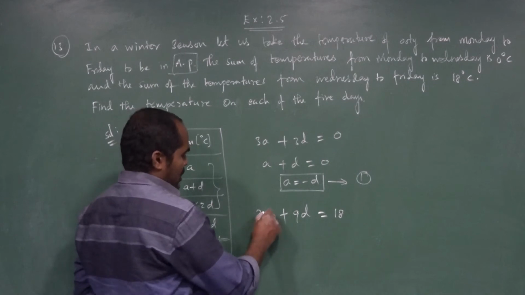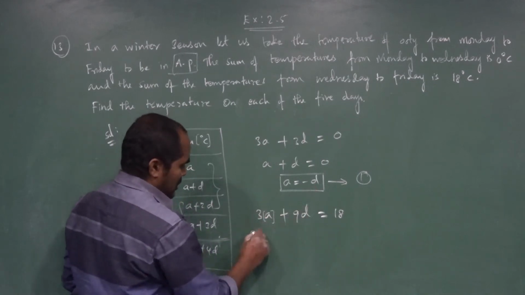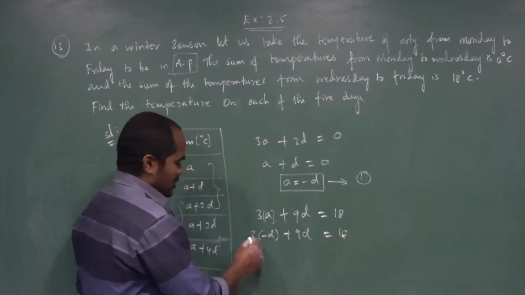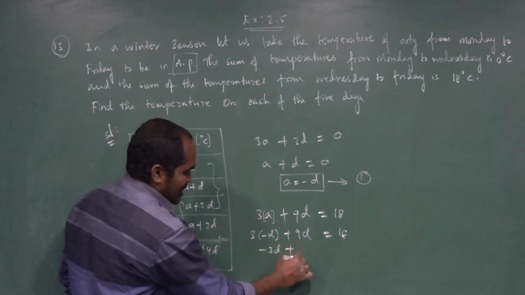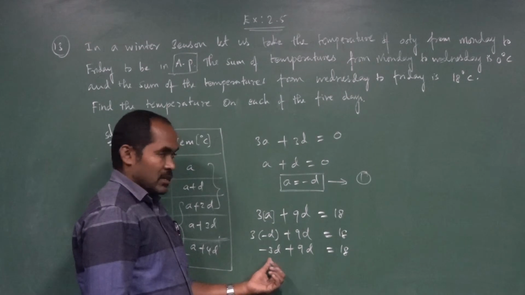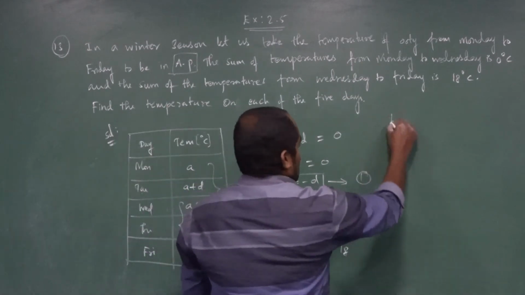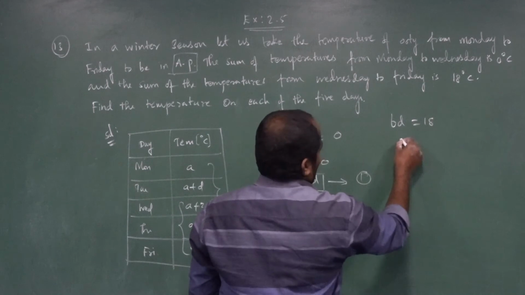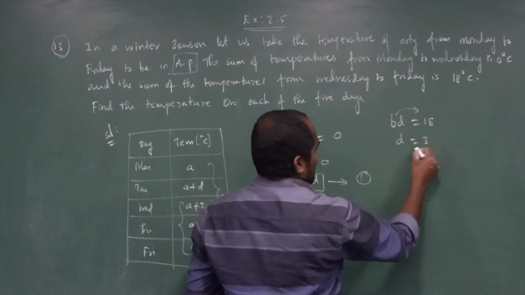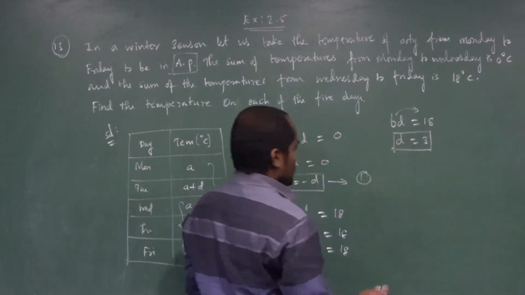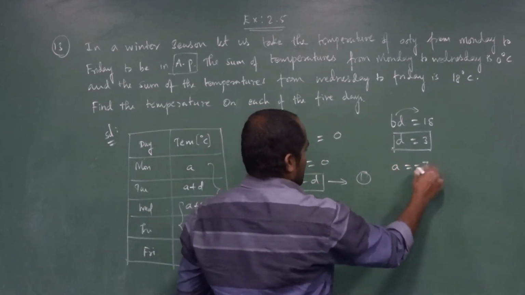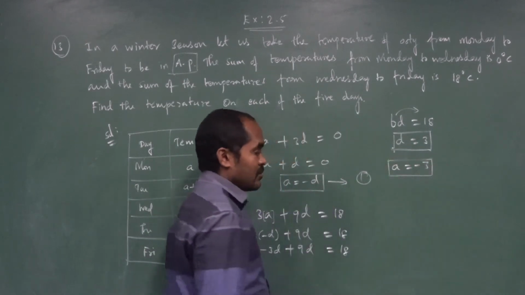So you know A is minus D. So substitute here 3 of minus D plus 9D equal to 18. So 3 into minus D is minus 3D plus 9D equal to 18. 9D less 3D, 9 minus 3 is 6. So 6D is equal to 18. D is equal to, send this 6 to right, we get 18 by 6 is 3. So substitute 3 in equation 1. We get A is equal to minus 3.